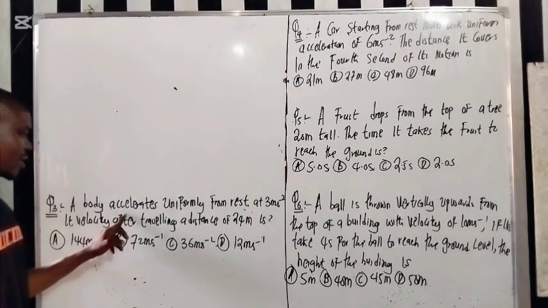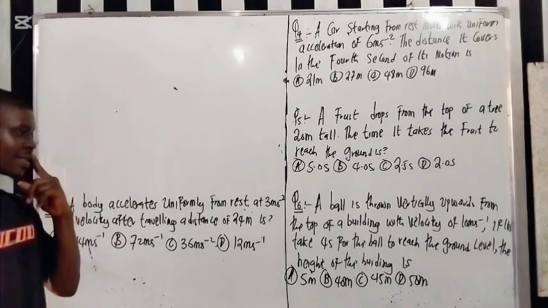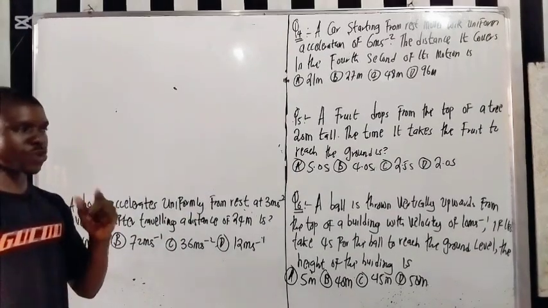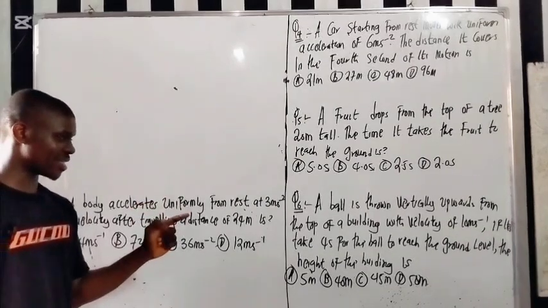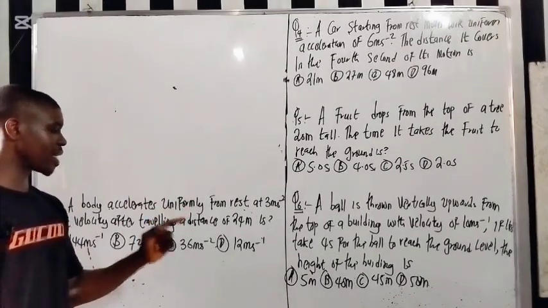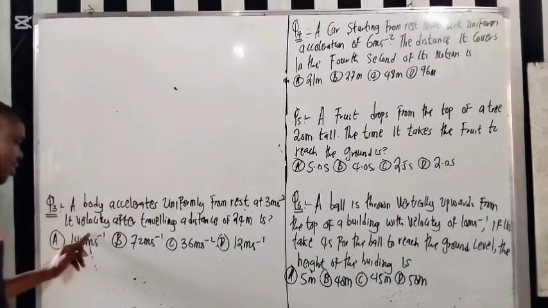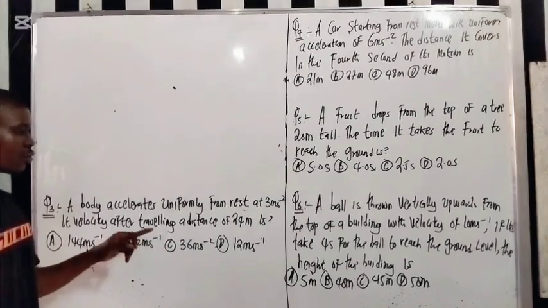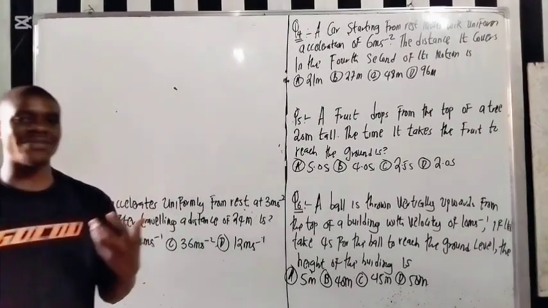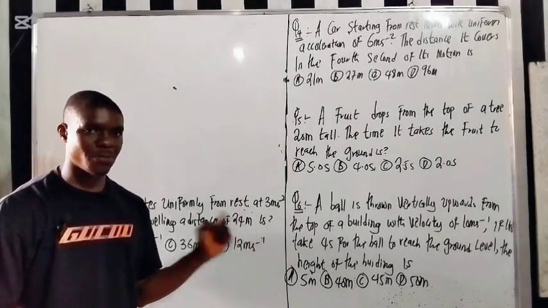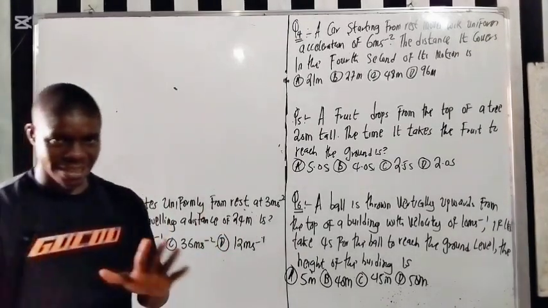A body accelerates uniformly from rest at 3 meters per second squared. So the acceleration, right? A body accelerates uniformly from rest at 3 meters per second squared. Its velocity after traveling a distance of 24 meters is. So they're asking you the velocity after it travels a distance of 24 meters, right? This question is very easy.